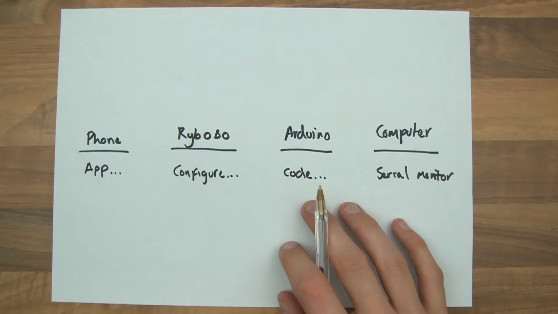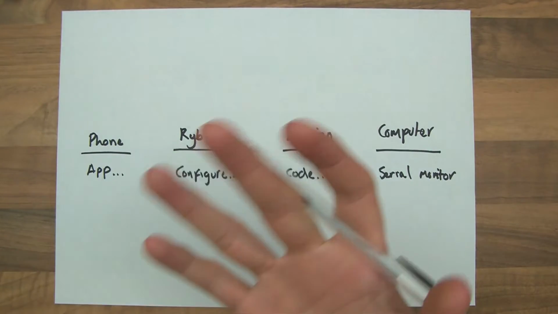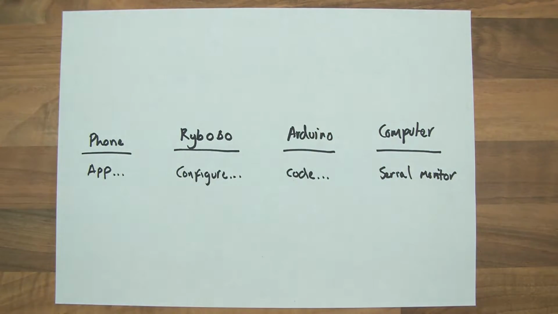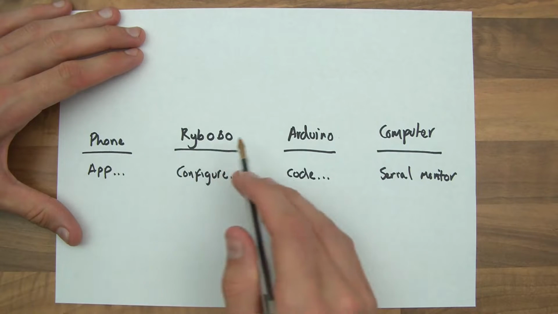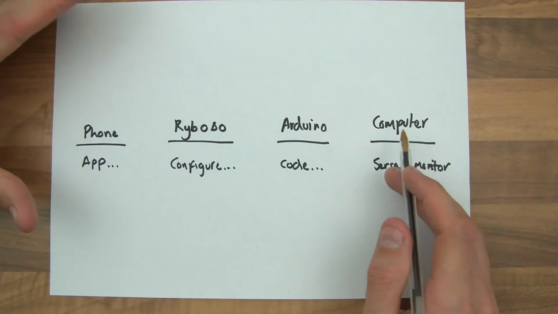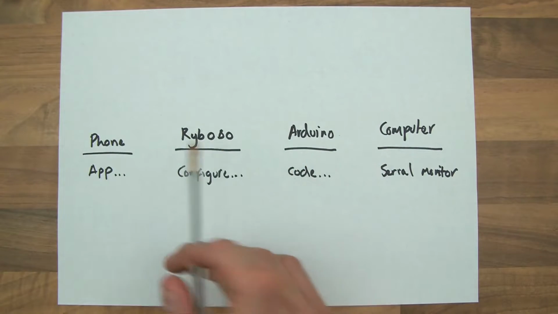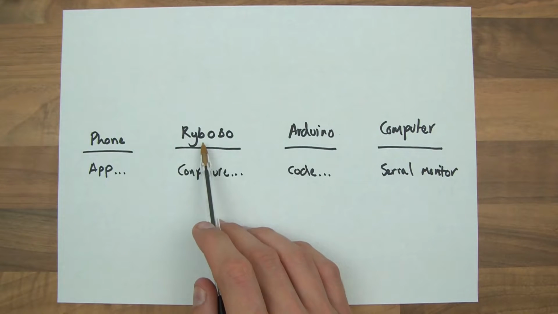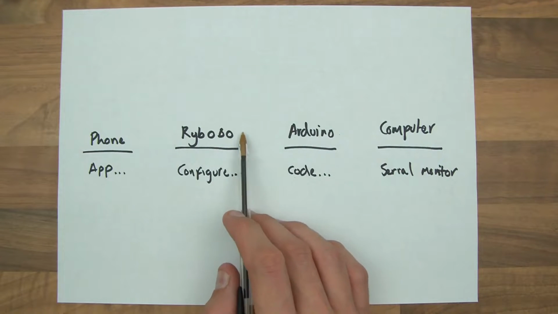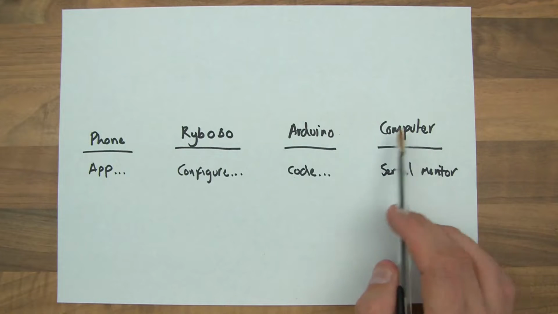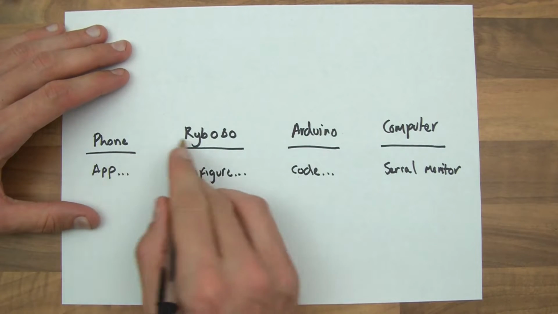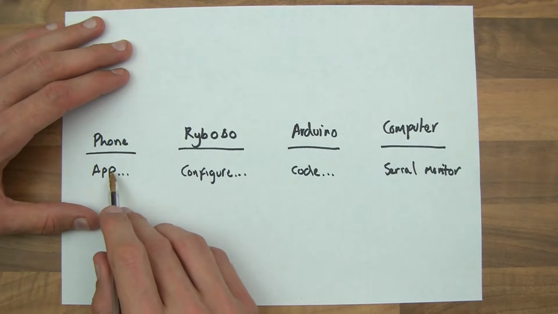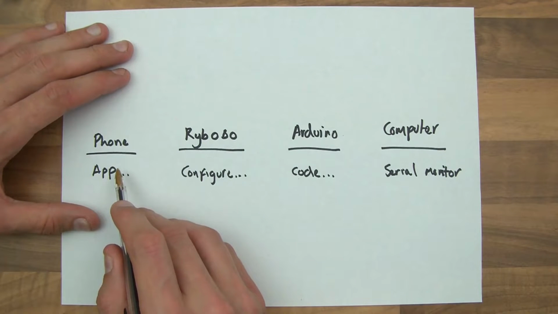So at this point, I thought it would be cool to just give you an overview of how this is going to work, or how I expect it to work. To start with, we've got potentially four different devices involved in this setup. We've got a phone, we've got the RYB080I, we've got an Arduino, and we've got a computer. If I just talk about this first, on the phone we're going to need an app, okay?